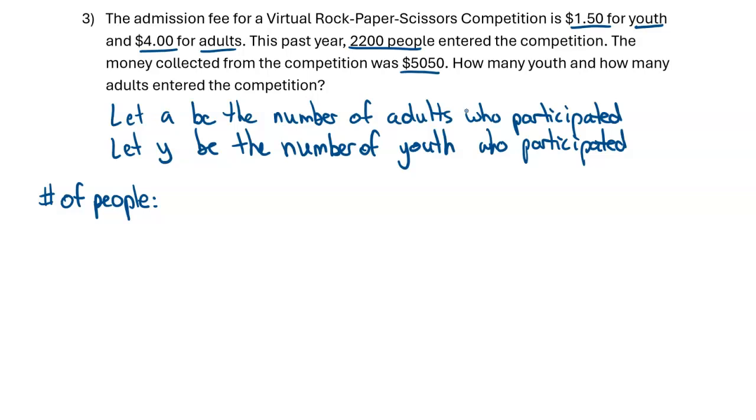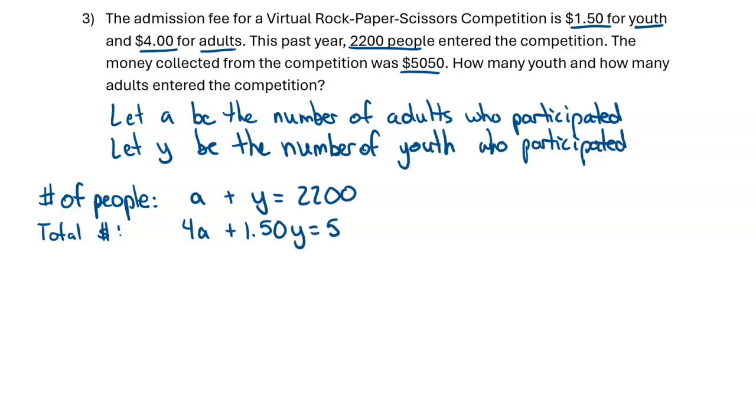So we're going to start with the most obvious equation, perhaps, and that is the fact that if we had 2,200 people, if we add the number of adults plus the number of youth, it's 2,200. But then we also have the total amount of money that was brought in. And so that looks at $1.50 for youth, so 1.5 times Y, and then $4 for adults, so 4 times A, and they brought in $5,050. And I've written that just so that the A's are together and the Y's are together because I'm going to use the elimination method here, just like I did in the last example.